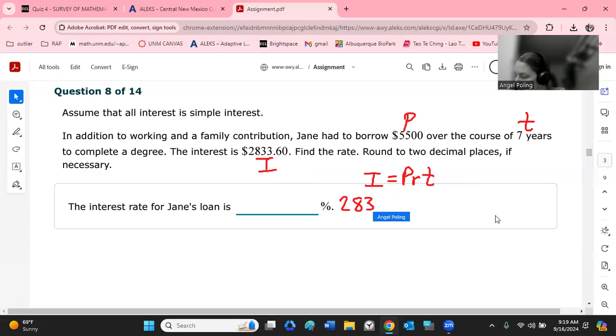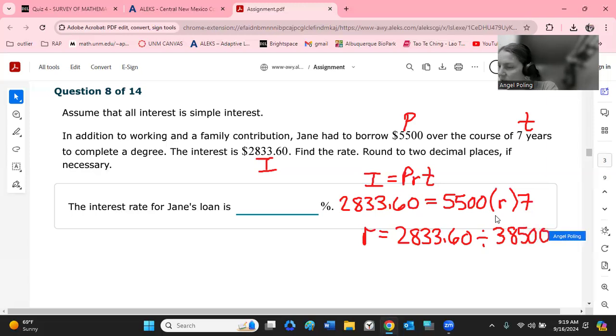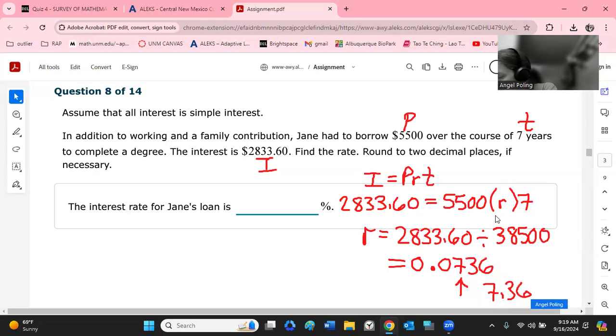So 2833.60 is 5,500 times some amount times 7. So R is 2833.60 divided by the product of 7 and 5,500, which is 38,500, equals 0.0736, which is 7.36%.